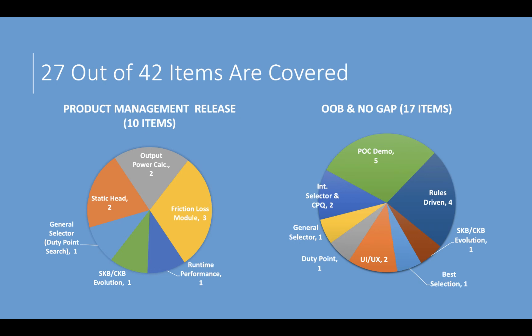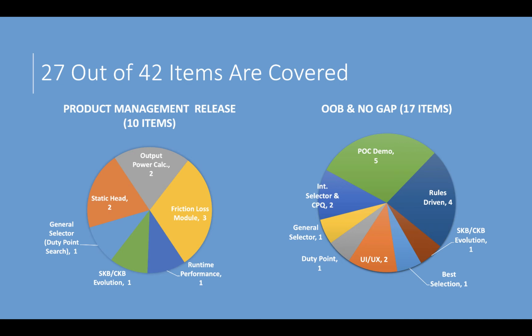Some great news that I think is really important to share is that 27 of the 42 items are covered. Either they're out-of-the-box capabilities, standard feature capabilities within the platform delivered during a normal configuration of an implementation, or they were already on our product management roadmap, or you've recommended them based on your needs and we agree. We think they would have applicability for other clients that we have, so these are getting rolled into the product management release.